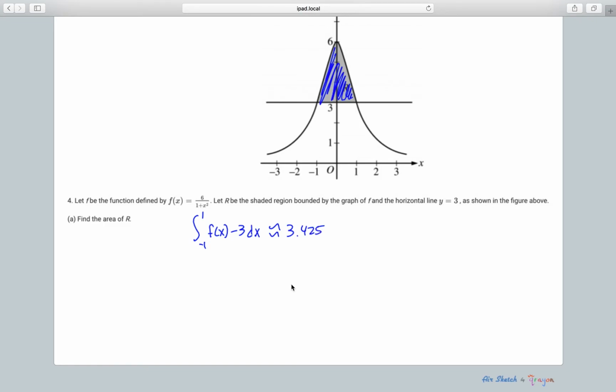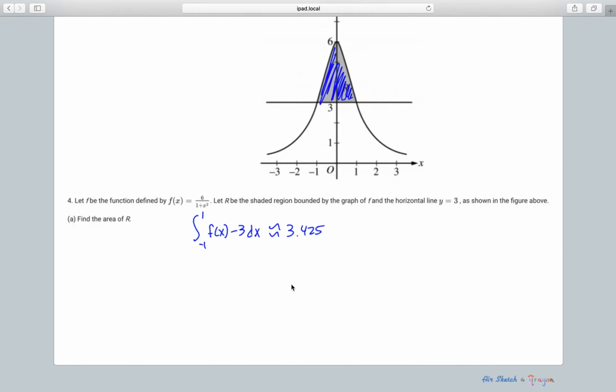So I'm going to have you skip part B, but part C is a really good one to do because it's a related rates problem, and I know that was a challenge. So it says, let h of x be the vertical distance between the point x, f of x, and the horizontal line y equals 3. Find the rate of change of h of x with respect to x at x equals 2. So vertical distance, all we need to do to find vertical distance between a curve and a line is subtract. So h of x for us is just f of x minus 3.